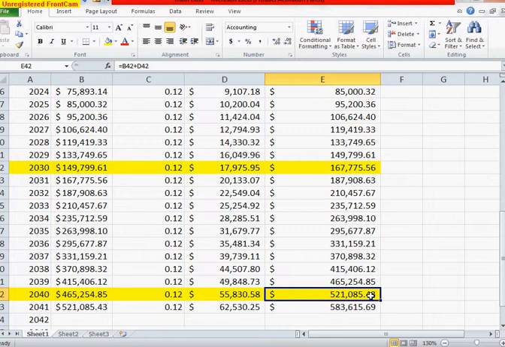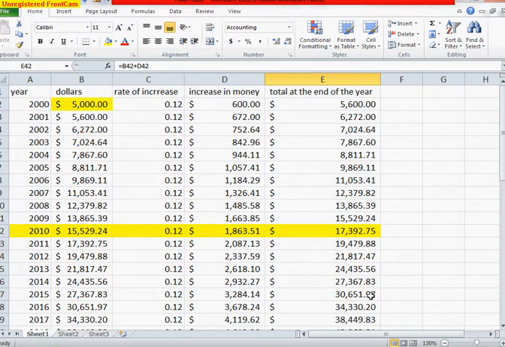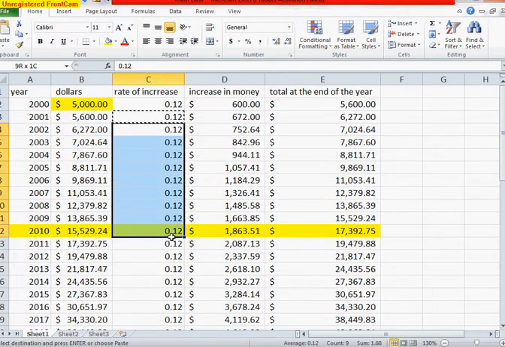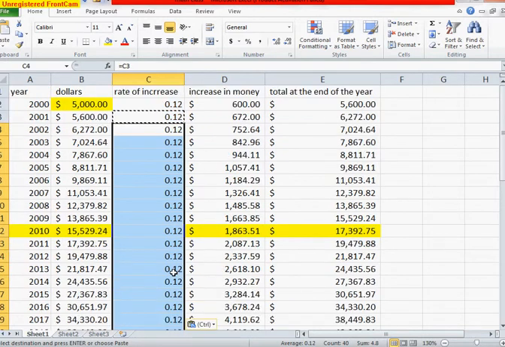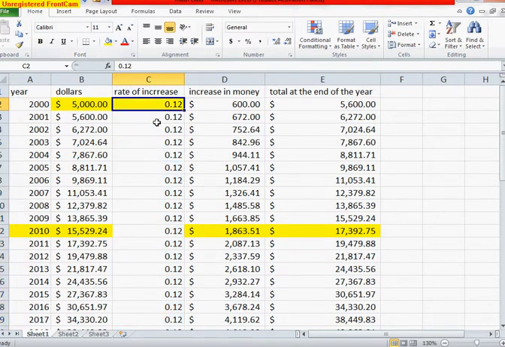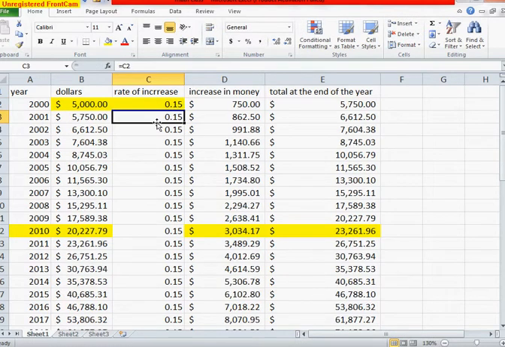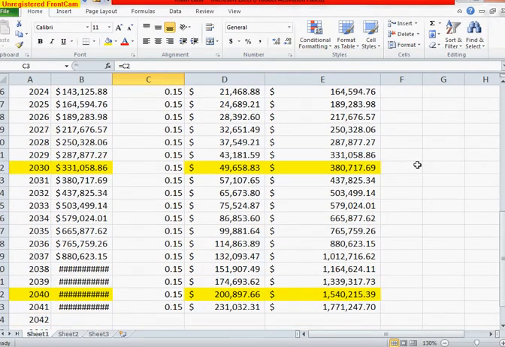Okay? Alright. Hey, you want to see something crazy? Let's change this. Now this is the key number right here, guys. This is the key number right here. If this changes, look what happens. If this changes to 0.15, oh my goodness. Then after 40 years, you have 1.5 million.